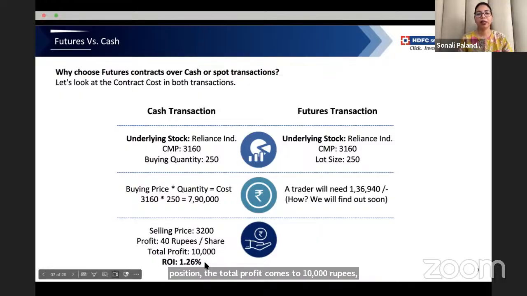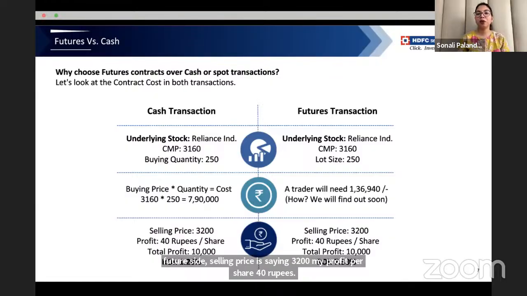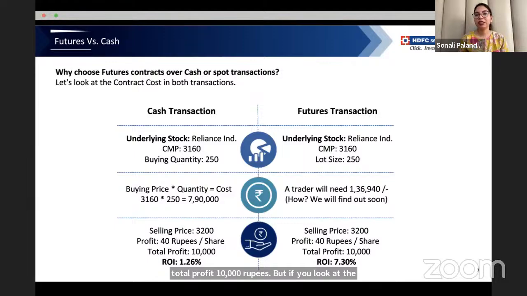So what is my ROI? 1.26%. All right. Now on the future side, selling price is saying 3,200. My profit per share 40 rupees, total profit 10,000 rupees. But if you look at the ROI, my ROI over here is 7.30%. Now, why there is a difference in ROI is because here I had invested 7,90,000 and here I have only invested 1,36,940. So that creates all the difference.